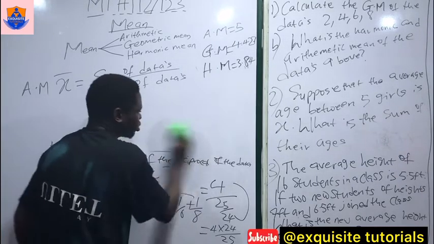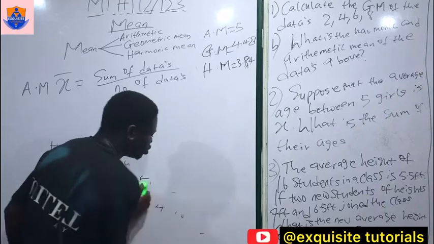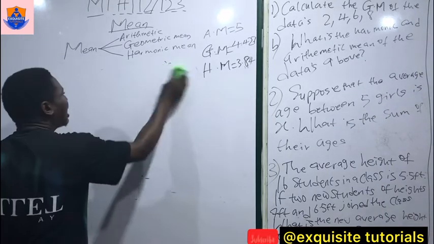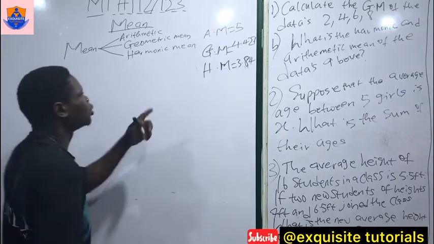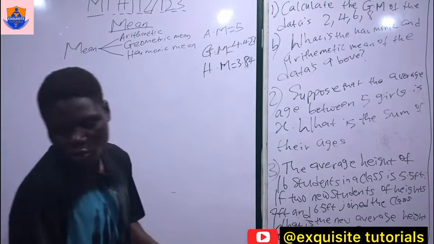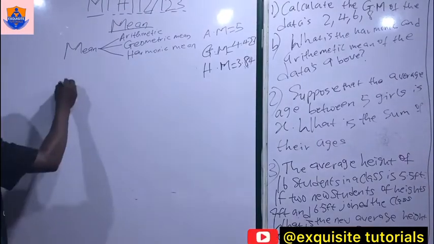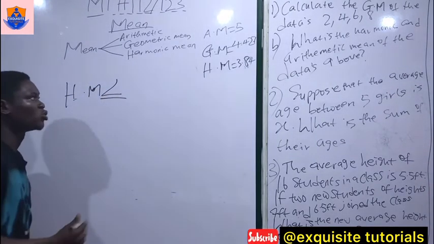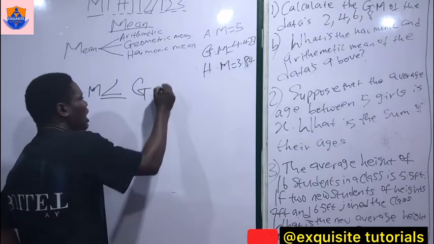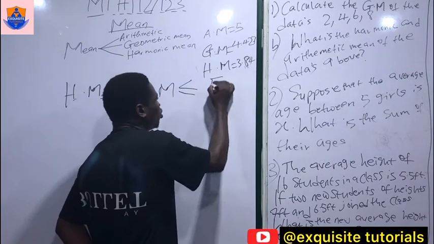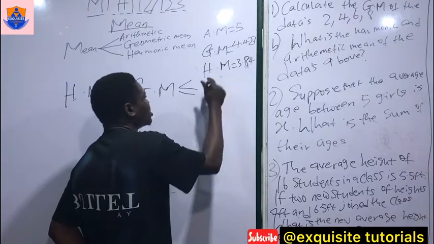Now let's talk about these 3 means. What did you observe about these 3 means? You observe that our harmonic mean was smaller than our geometric mean. Our geometric mean was smaller than our arithmetic mean. So there's something you must note, that harmonic mean is always smaller than or equal to your geometric mean, and your geometric mean is always smaller than or equal to your arithmetic mean.